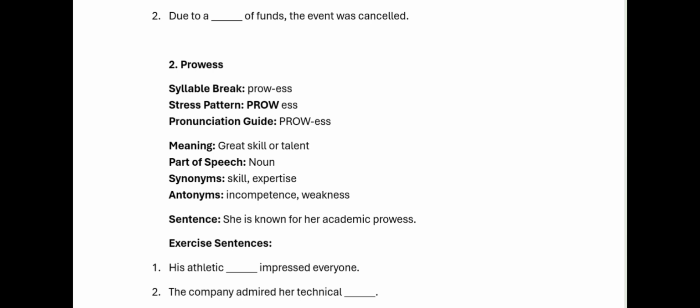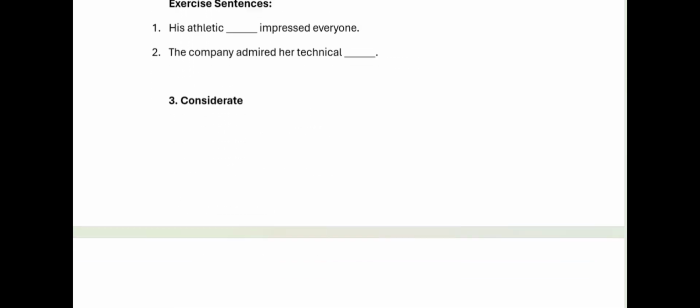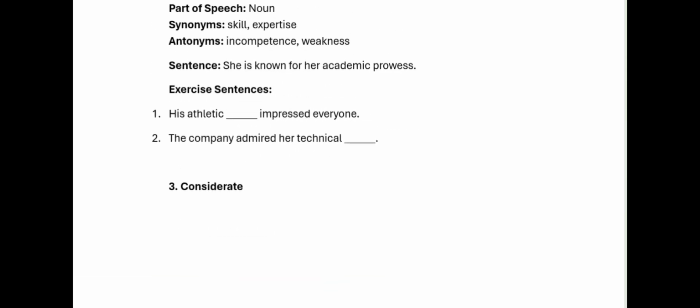Exercise sentence. His athletic prowess impressed everyone. His athletic great skills impressed everyone. The company admired her technical prowess. Substitute the word slowly when you are speaking about the word skill. Move forward to use the word expertise. From there, move forward to use the word prowess. Very easy. Learning is always fun. The company admired her technical prowess.